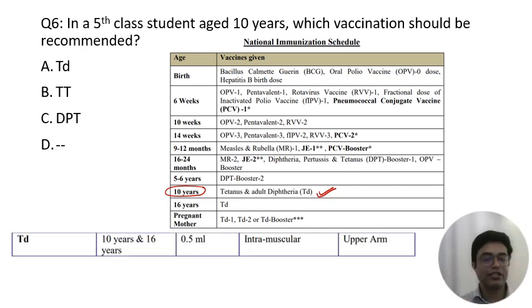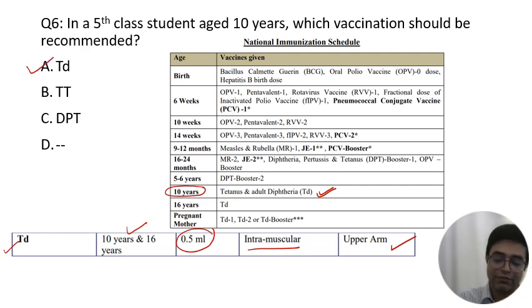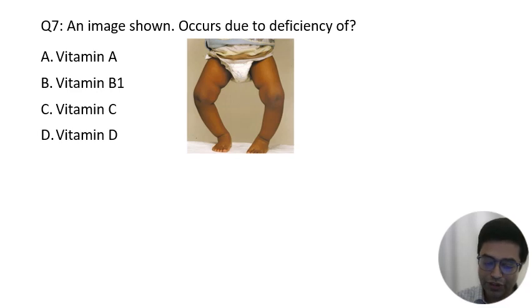Further, the NHM guidelines also say that TD needs to be given at 10 years and 16 years. Dose is 0.5 ml. Intramuscular देंगे, and upper arm it has to be given. So answer to question number 6 is A. Moving further, let us look at question number 7.